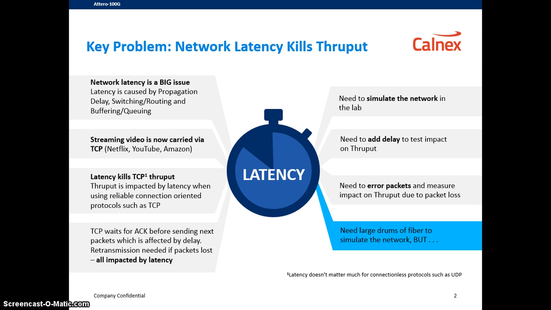So what's the key problem that we're trying to solve? The problem is that network latency kills throughput. It's a big issue in the networks. Latency itself is caused by propagation delay, switching, routing and buffering, queuing.